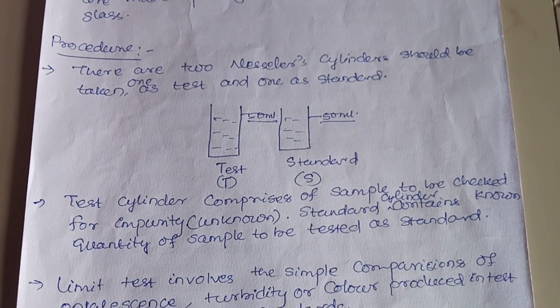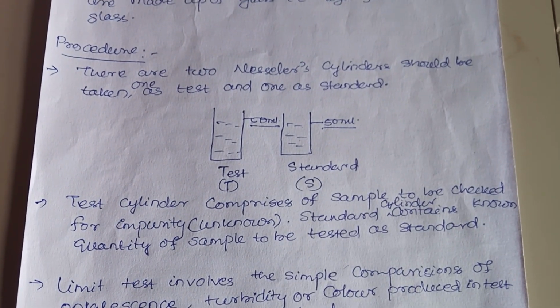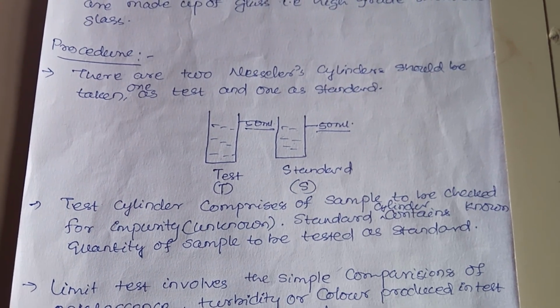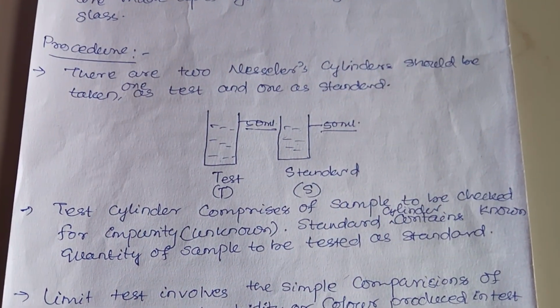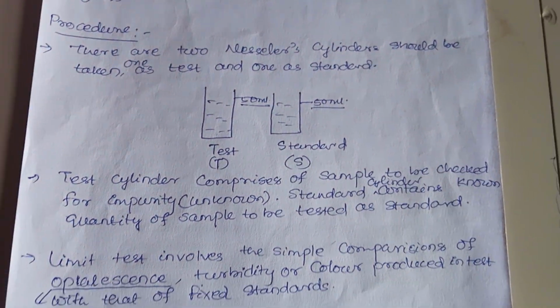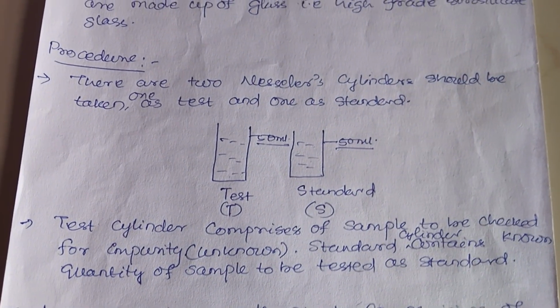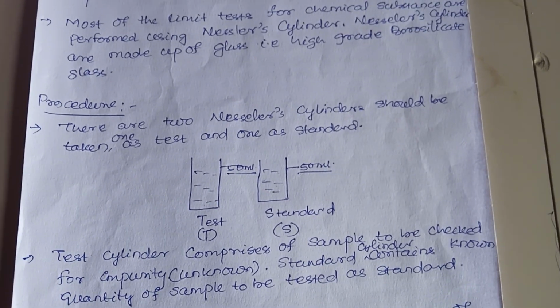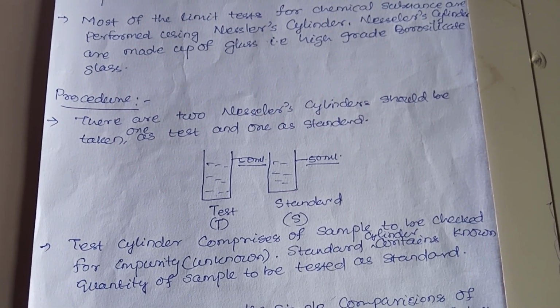Next, come to the general procedure for limit test. There is a simple procedure involved in any type of limit test, whatever you have to perform. Next, come to the procedure. First, two Nessler cylinders should be taken. One is regarded as test and another one is regarded as standard.